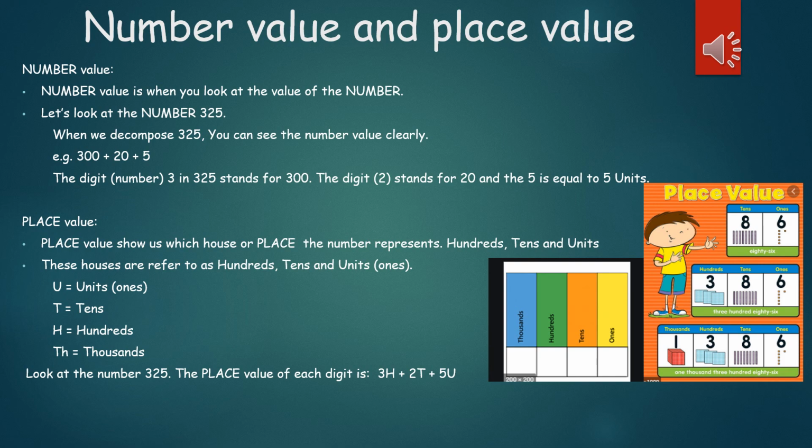Look at the number 325. The place value of each digit is 3 H for 100, plus 2 T for 10, plus 5 units. So the 5 will live in the unit house.